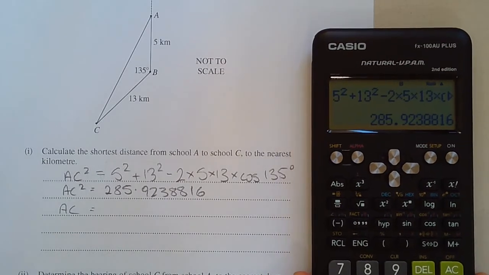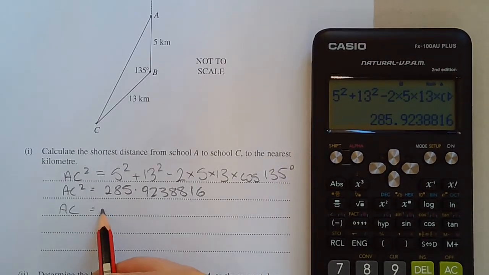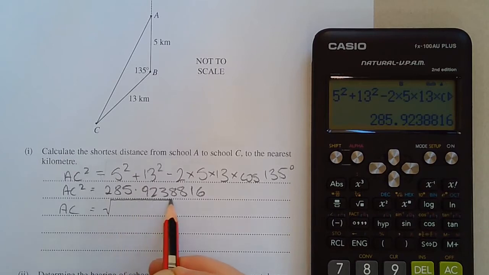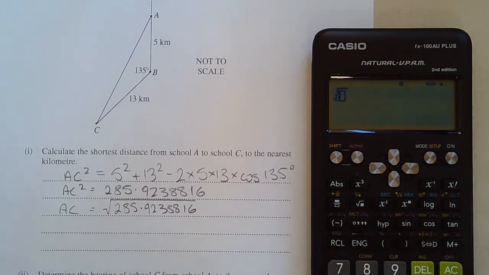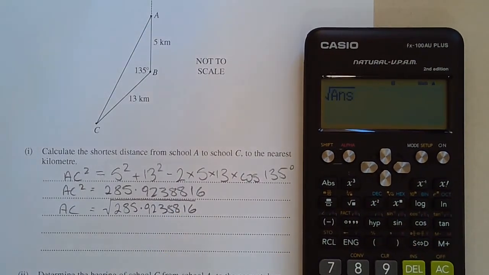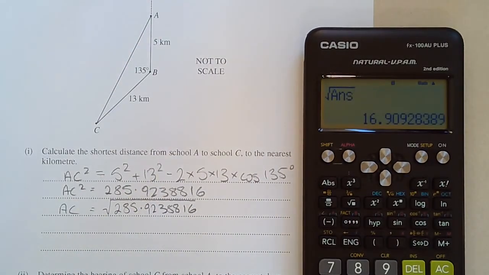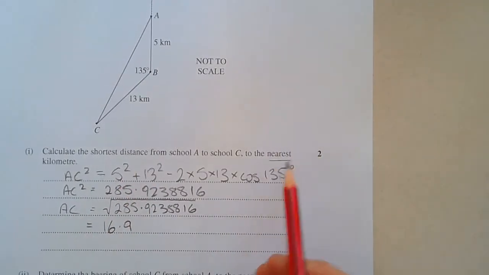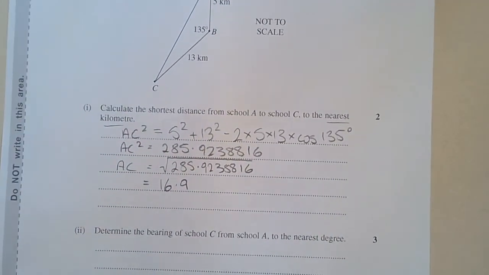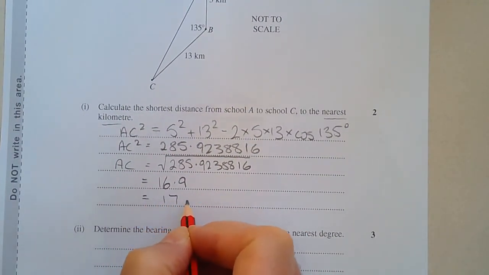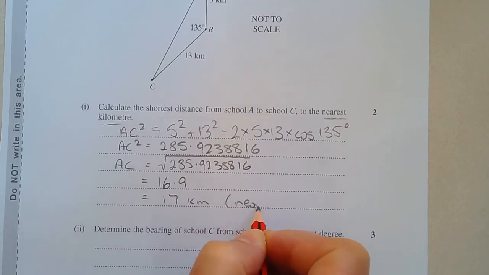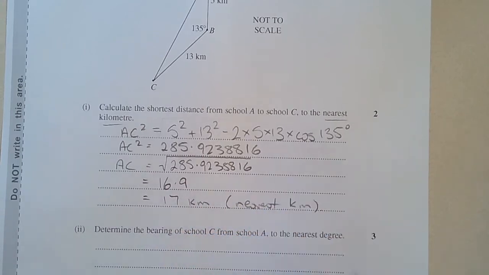Okay, so just like with Pythagoras theorem, we need to take the square root of the previous answer. So square root of our previous answer. Okay, and we get 16.9. However, we need to round it to the nearest kilometre. So 16.9 is equal to 17 kilometres, correct to the nearest kilometre.